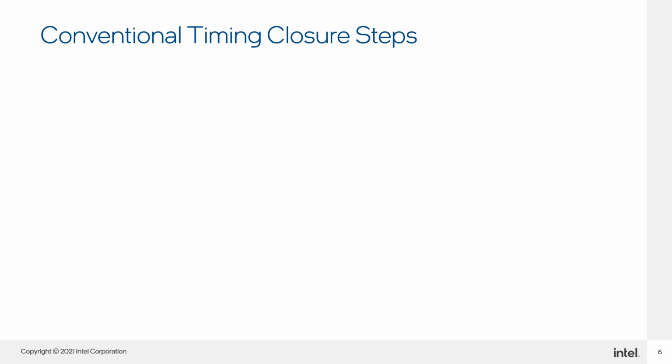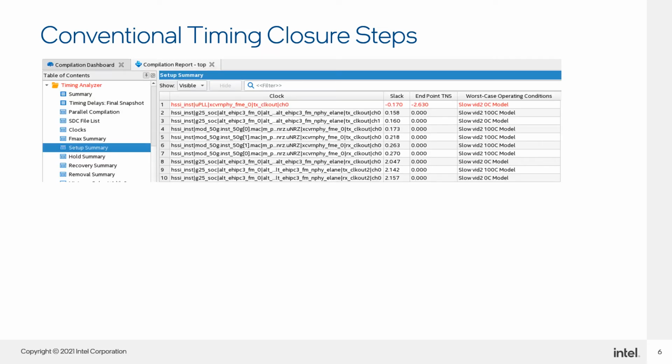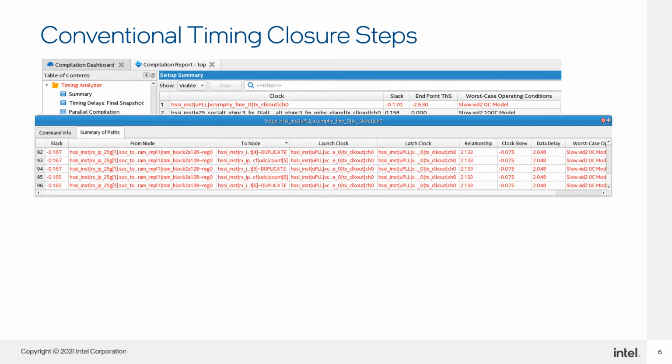Now let me walk you through an example. In the conventional timing closure flow, we will first look at the timing analyzer report panel to determine if the design meets timing. If there are any timing failures in the design, we will then launch the timing analyzer GUI in order to get more information and details on the failing path.